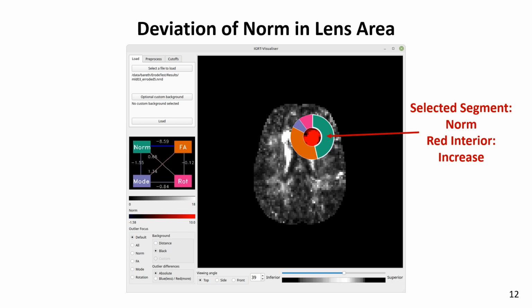Clicking on the green segment for tensor norm colors the interior of the lens red, indicating that values are elevated. These findings are consistent with a loss of tissue integrity in this region or a demyelination of the neurons.